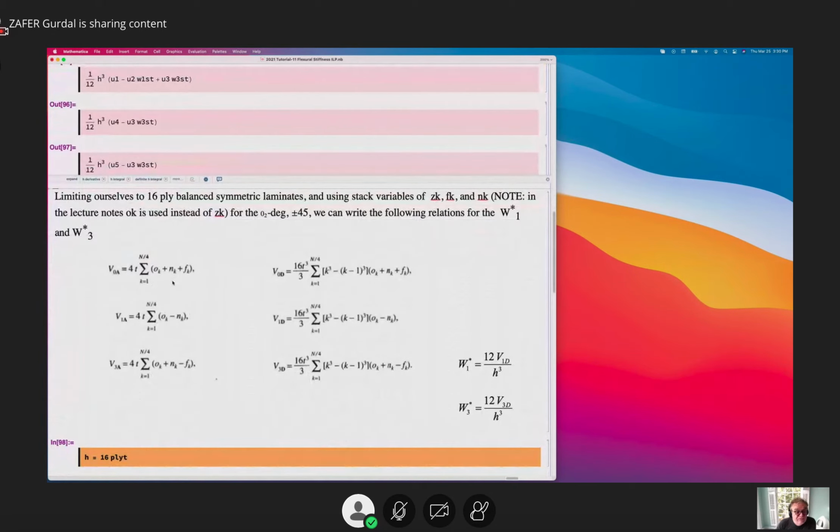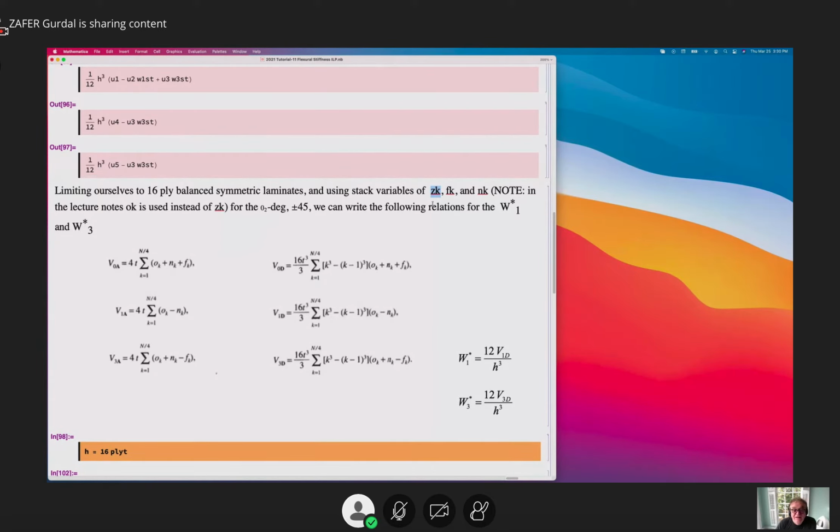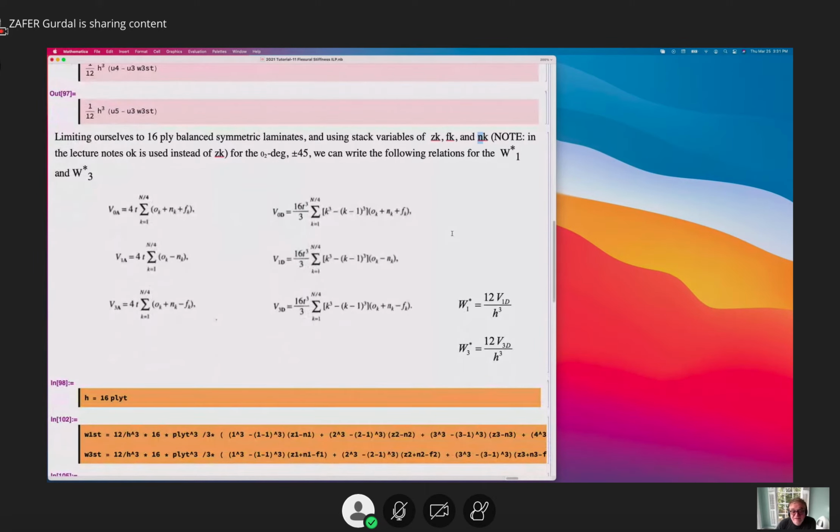And then, limiting ourselves to 16 ply layups, I could have really increased this to some other number, but I just picked 16. That's a good number. Not too many things that I have to worry about. And I'm going to use ZK, NK, and FK for the 0, 45, 90 degree stacks. In which case, the equations for V0A, V1A, V3A are in this form, where these are ply or stack identity variables, and the W's are given in this form, where normalized W is 12 V1D over h cubed.